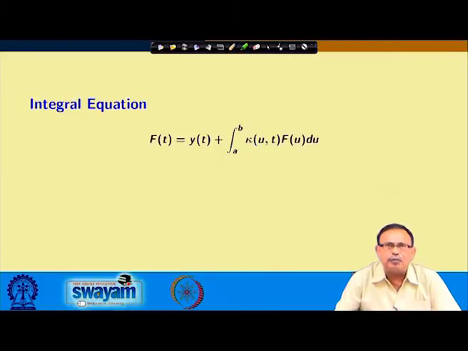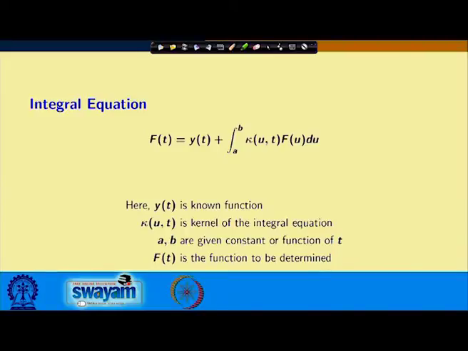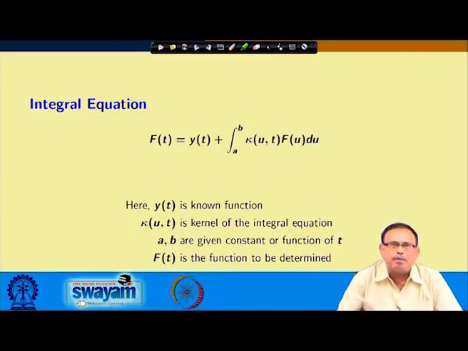Please note that f(t) equals y(t) plus integral from a to b of k(u, t) f(u) du is known as an integral equation, where y(t) is a known function, k(u, t) is the kernel of the integral equation, a and b are given constants or may be functions of t also, and f(t) is the function which we have to determine. Please note that the function f(t) is coming inside the integral sign, and only then do we call it an integral equation.